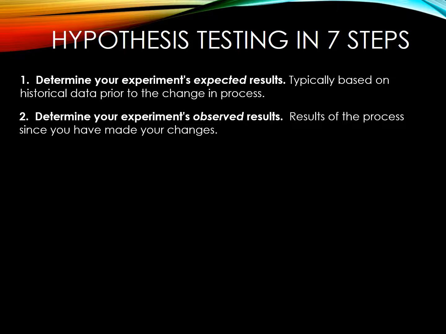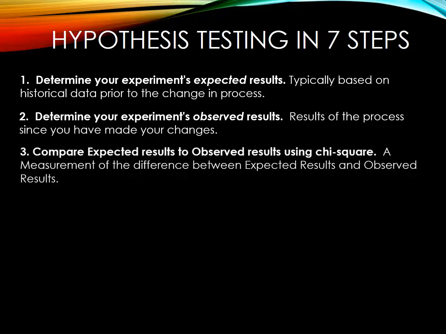Number 2 is to determine your observed results. And when we use the term observed results, we're saying what are the new results since the change has happened. Since I removed 3 steps in the process, what is the cycle time now? Or since we completely rearranged the process, how many does it yield now? So this is the new results. You're going to compare the expected results to the observed results using chi-square. I'm going to walk you through the math on how to do that.